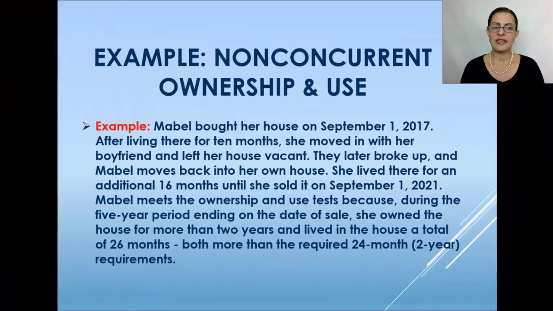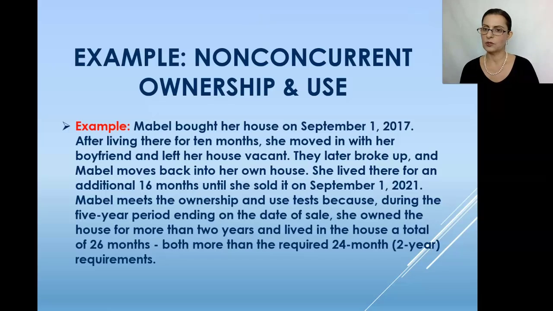All right, let me give you an example of non-concurrent ownership and use. Now, in order to pass the ownership and use test, you have to have lived in the home and owned the home at least 2 years. But those time periods don't have to overlap necessarily, although usually they do, right? If somebody buys a house, they're usually living in it at the same time that they own it. But the time doesn't have to be concurrent because there's a 5-year look back period in order to satisfy these two tests.